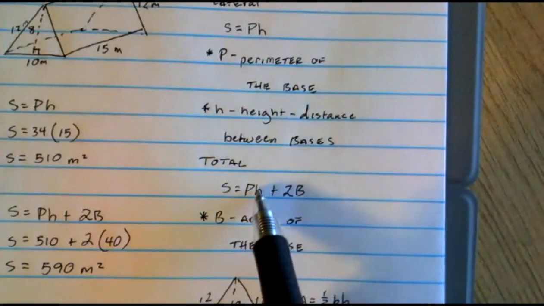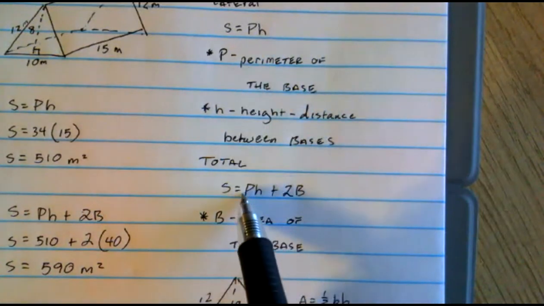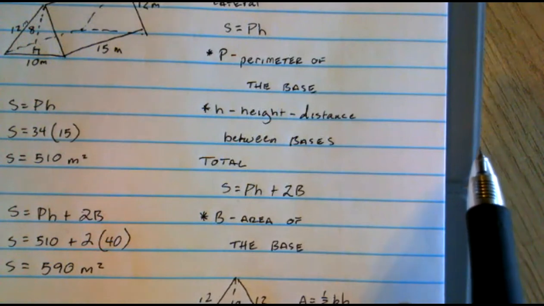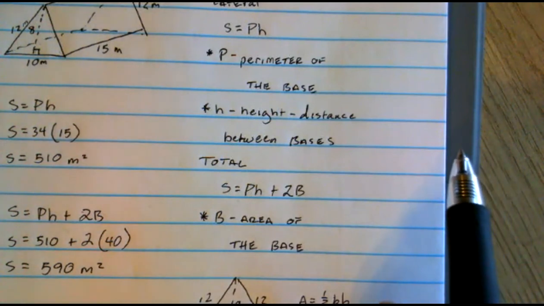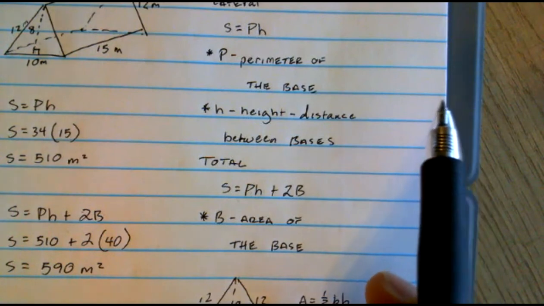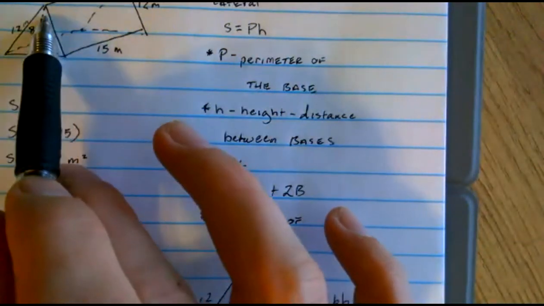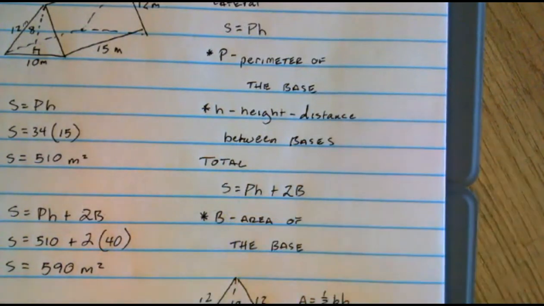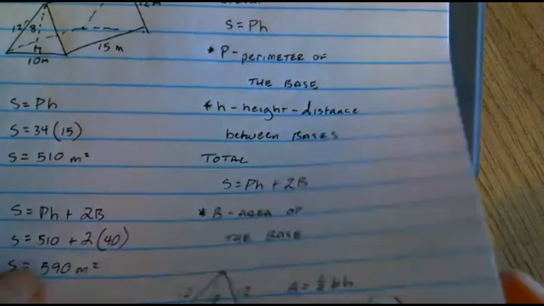We need to find those 3 letters. Capital P and capital B are not given to us. We've got to go find those. We actually have to add all the sides of the bases to get our perimeter. We've actually got to do whatever the shape of the base is, finding the area of that shape and then putting that in as the capital B. The numbers aren't present. So that's our prism.